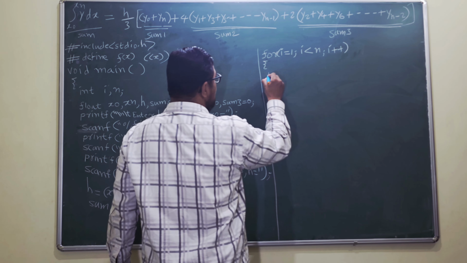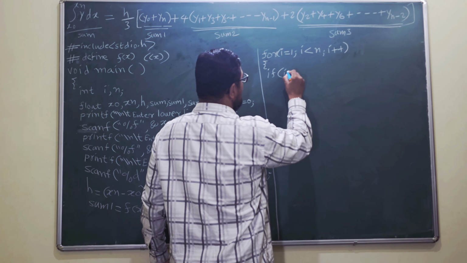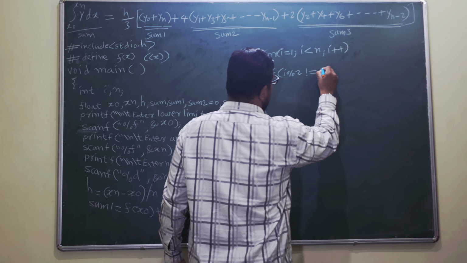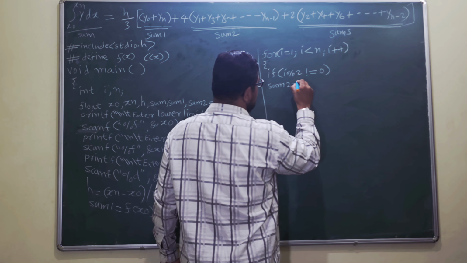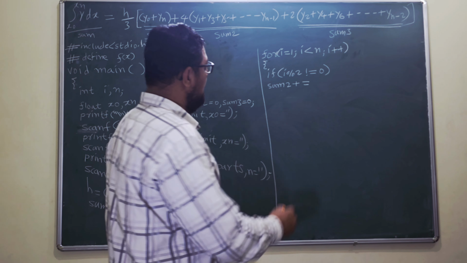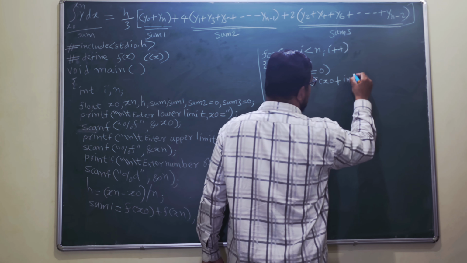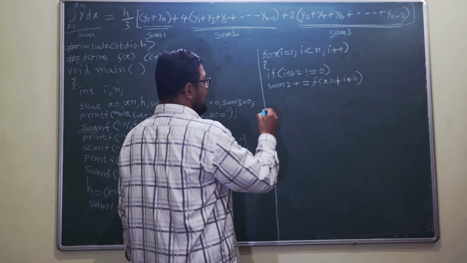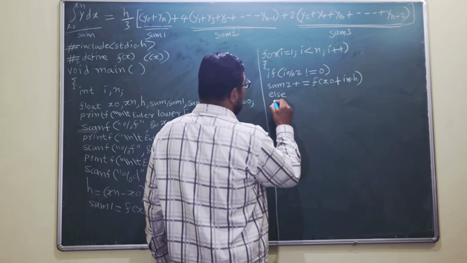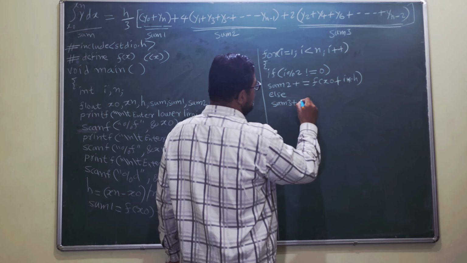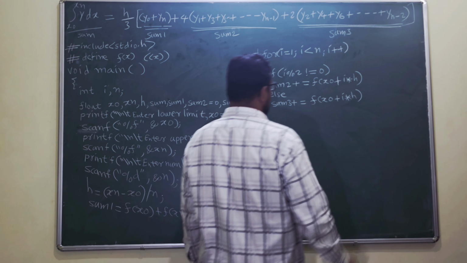So I will give this if condition, and what this condition says is that if i modulo 2 is not equal to 0, then find out this sum2 plus equal to f of x0 plus i star h, and else, I will explain this in a short while, sum3 plus equal to f of x0 plus i star h.